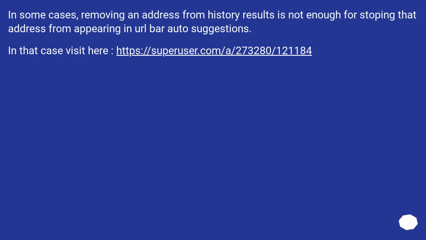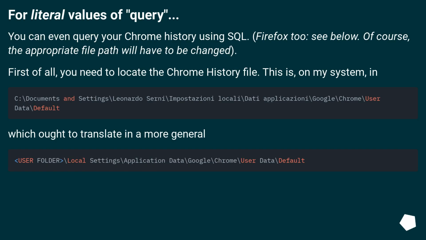In some cases, removing an address from history results is not enough for stopping that address from appearing in URL bar auto suggestions. In that case, visit this URL, for literal values of query.